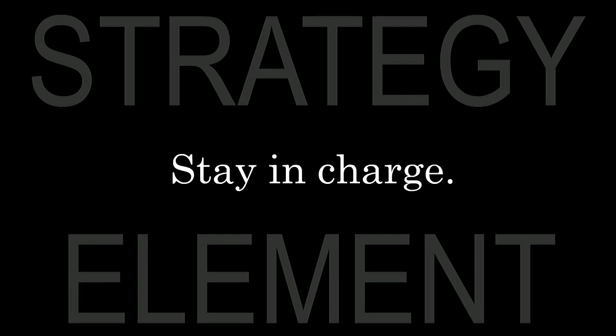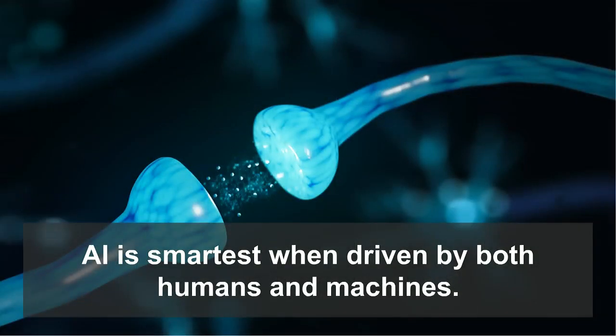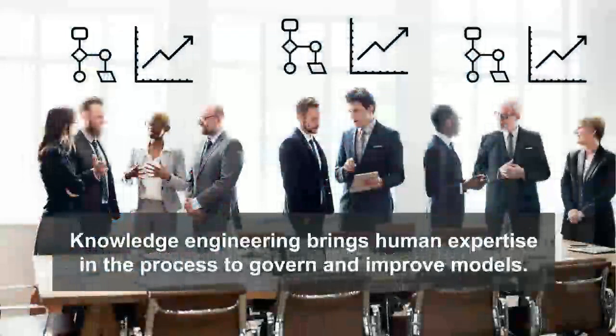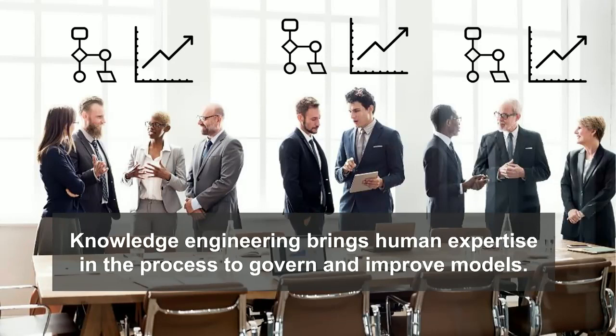Actually, you want to stay in charge, and what that means is mitigating the risks, using human expertise to limit the risk of the model, and using the model to limit the risk of human decision makers. And so, our belief and what we've seen is that AI is smartest when it's driven by both humans and machines. So staying in control means you don't have to do what the model tells you to do.